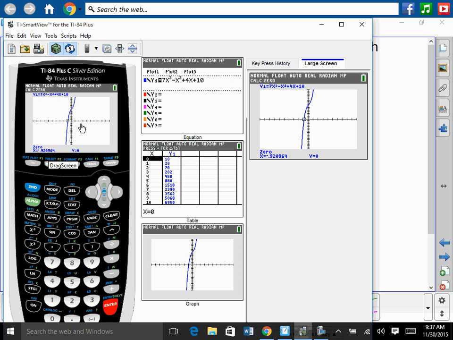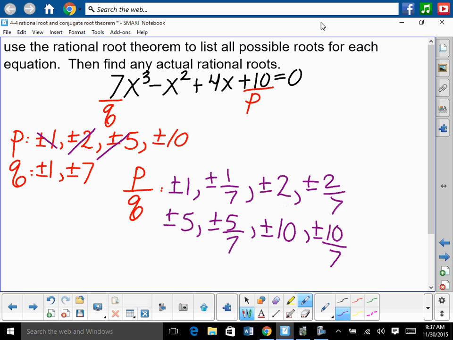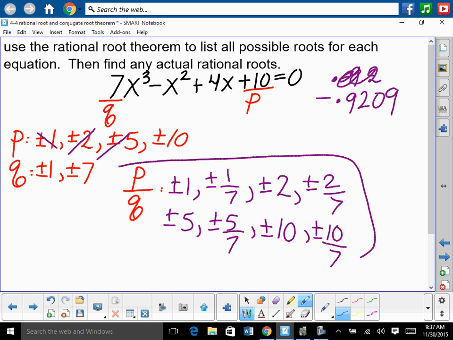Negative 0.9209. Make sure you write in the negative. So I'm going to write that up here. Negative 0.9209. Now I've got to look at all of my possibilities and see which fraction matches up to that decimal, if any. If not, then it's not rational. No rational roots. So 1's not it for sure.